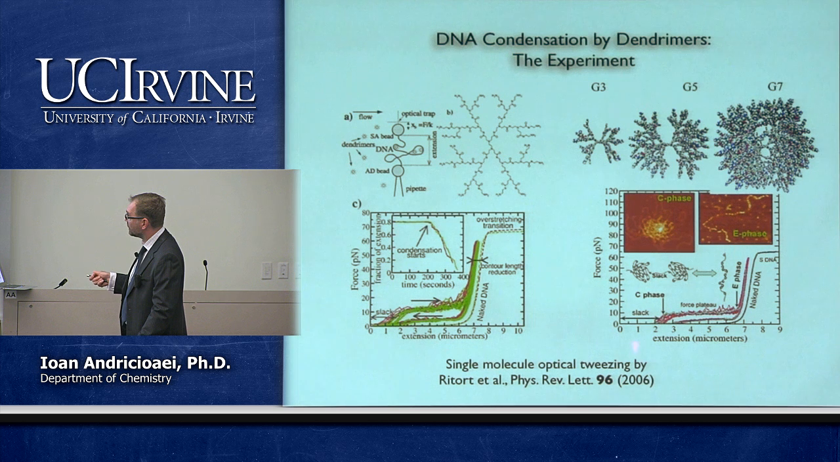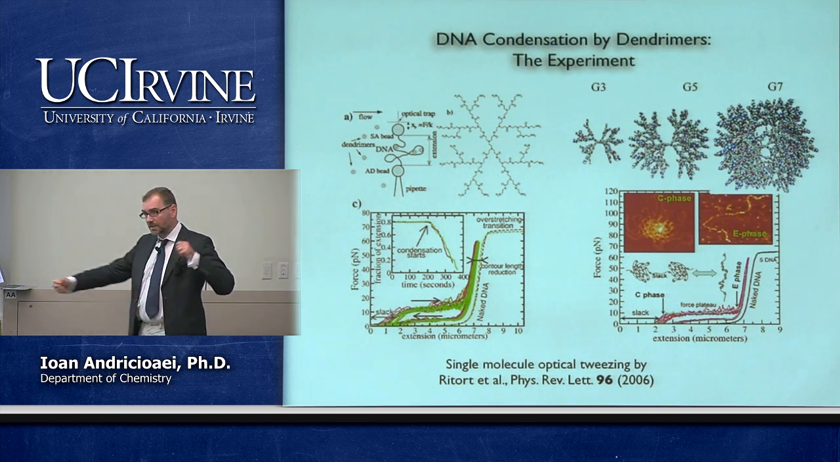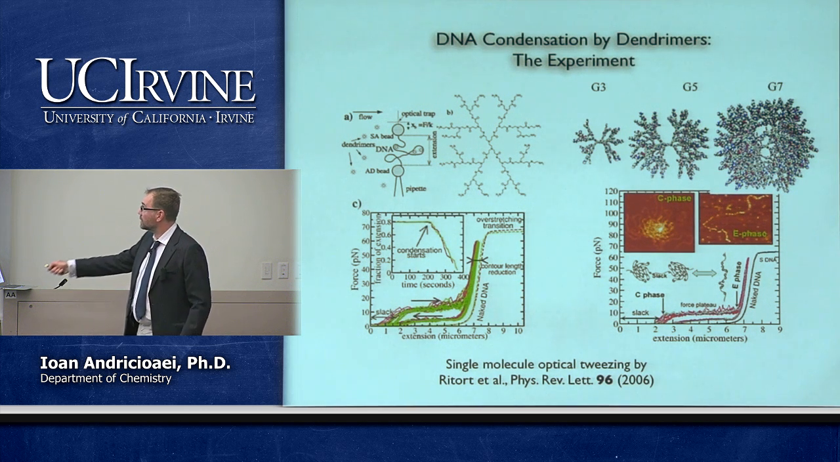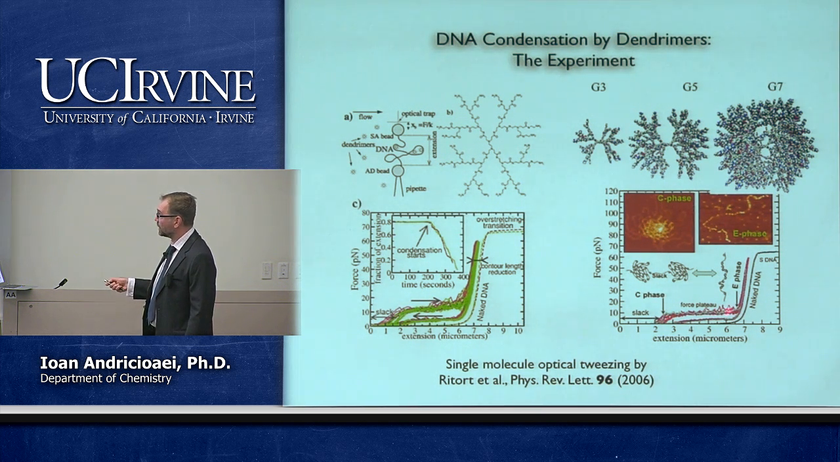In the absence of dendrimers, the force starts to kick in at about 6 micrometers length of the DNA, when pretty much the entire DNA is pulled taut. And so what this slope is feeling is the elasticity of completely taut DNA. But here, there's something else going on.